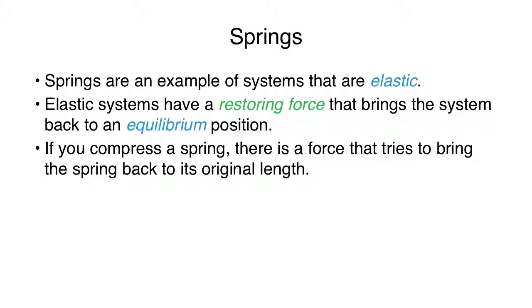If you compress a spring, and we'll use this as a definition, compress means to essentially shorten the spring. There is a force that tries to bring the spring back to its original length, right? Anyone that's ever squeezed, for instance, a basketball, take a basketball in your hands and try to compress it, there's a force pushing back on your hands that wants the basketball to be back in its original equilibrium position. A basketball is yet another elastic system that you could model as a spring.